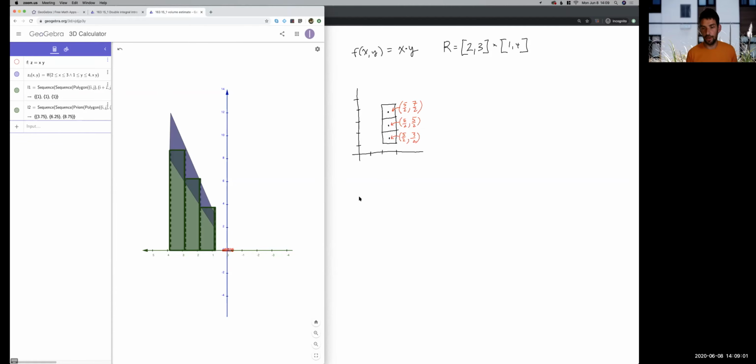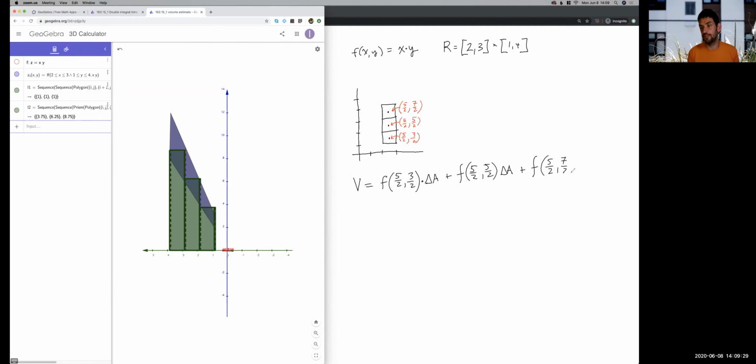So now, our approximating volume, we will take the height of this first approximating point, f of 5 halves, 3 halves, times delta A, plus f of 5 halves, 5 halves, delta A, plus f of 5 halves, 7 halves, delta A. Well, delta A, remember, is delta x times delta y, and the way I've chosen it, they're both 1, so these just become 1s. Sorry, this volume should be approximate.